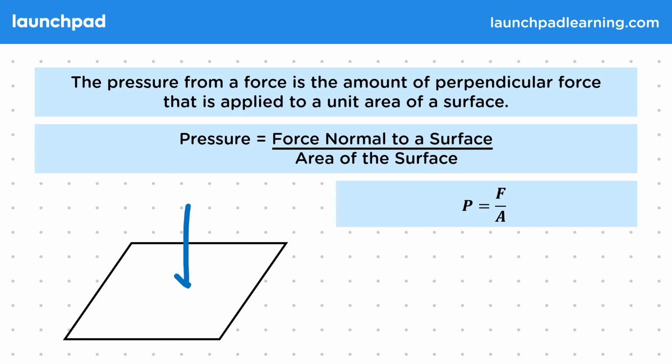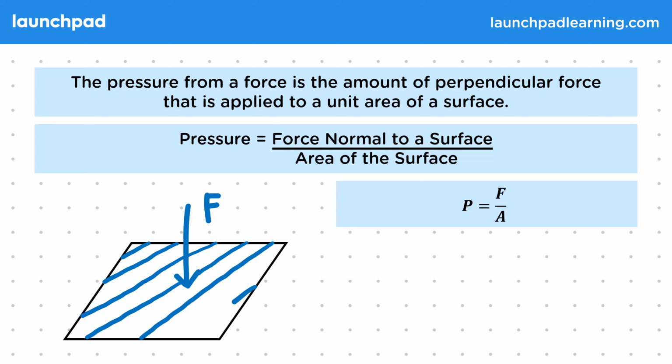The normal force is the force acting perpendicular to the surface, and then the surface area is simply the total area of the surface. When using this equation in an exam, the required area will be clearly stated, or at least it can easily be calculated. For example, it might be a rectangle clearly perpendicular to the force.